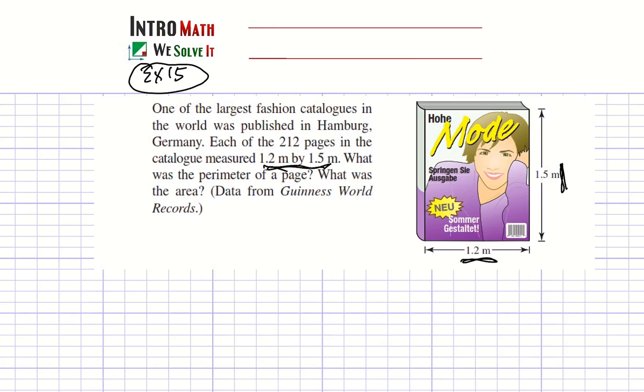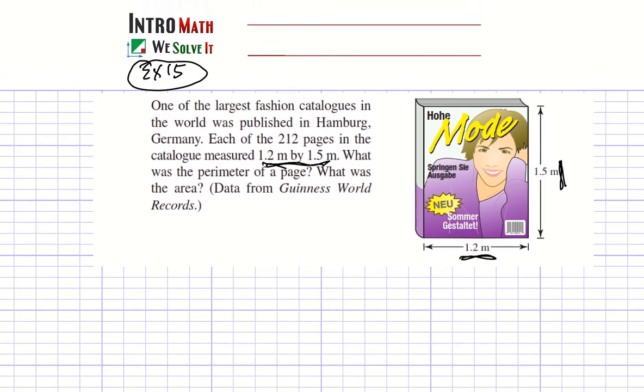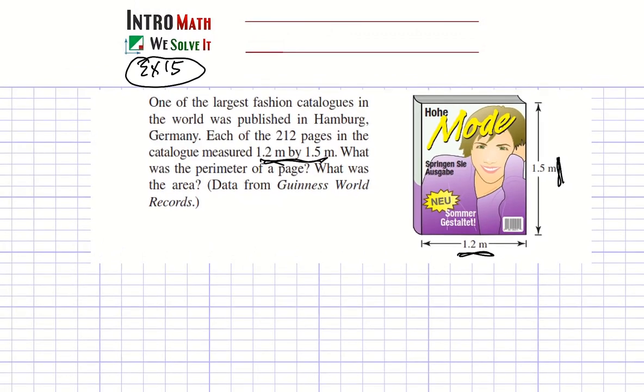Each page is measured so. There are a total of 212 pages in the catalog. What was the perimeter of the page? What is perimeter right there? You remember we did that before. Perimeter of a rectangle. Consider a page. The page is a rectangle. The perimeter of a rectangle is P equals 2L plus 2W. That's 2 times the width and 2 times the length.